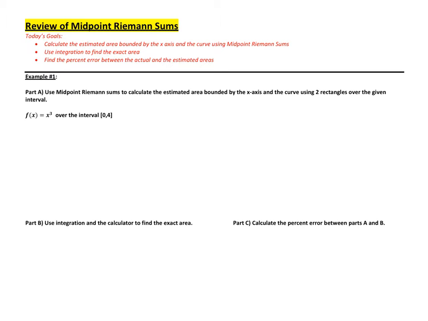So we have a new problem here. Use the midpoint Riemann sums with two rectangles over this interval with this function. So take a minute and sketch the picture with the table and then hit resume when you're ready for the answer. Okay, this is what I got.